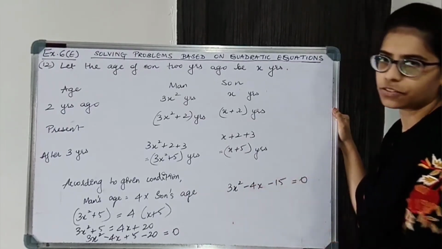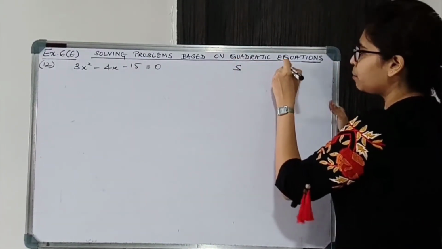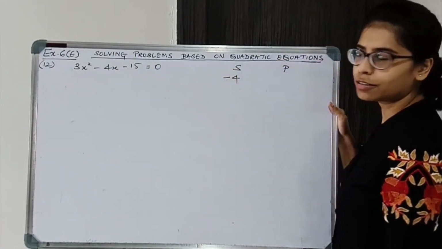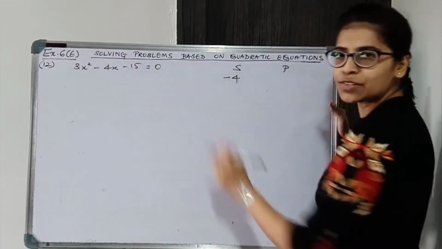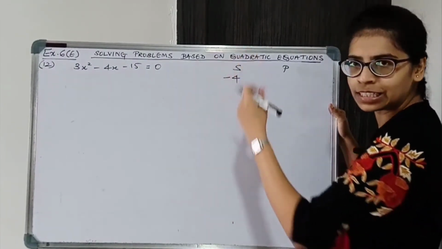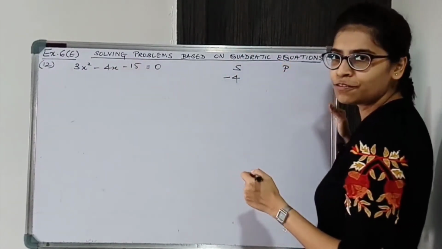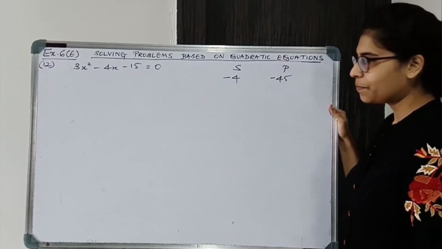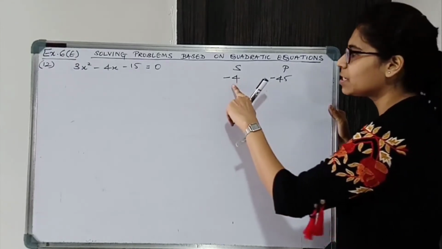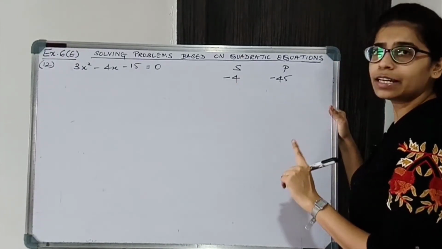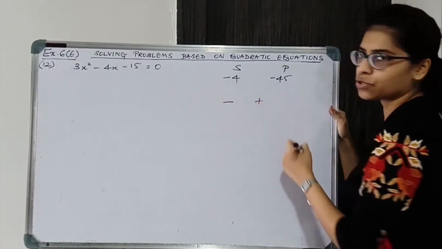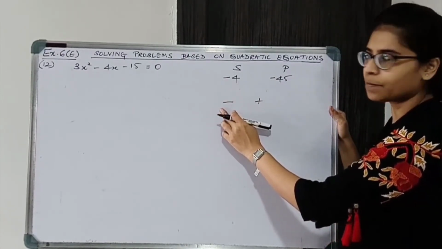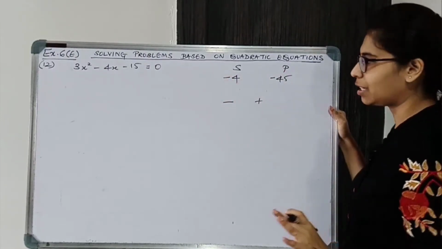So we need to solve this. So sum and product. Sum is minus 4. Product is 3 into minus 15. Don't forget to multiply 3. So 3 into minus 15 will give minus 45. Okay. So product is minus 45. Sum is minus 4. Product negative means one factor is negative, other is positive. Greater will be negative क्योंकि sum का sign negative है. Okay. So sum का sign is greater factor का sign.